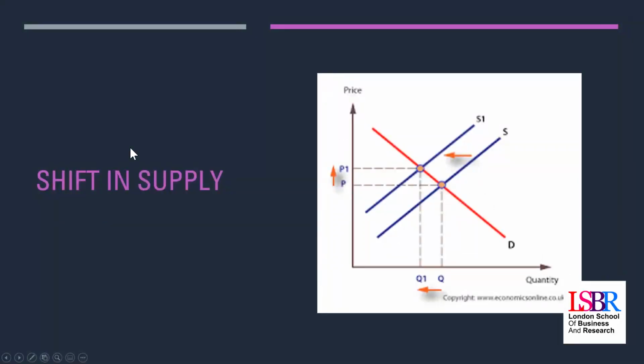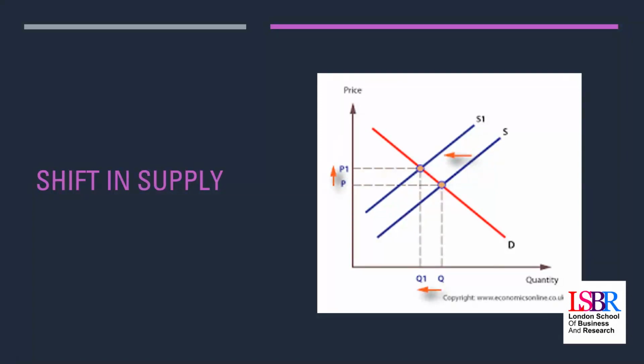So the first graph we just looked at was a movement along the supply curve, but what can also happen is the supply curve can shift. So what do you mean by that? The supply curve can actually shift from one curve to another. So we've got the standard supply, which is called S, but then there can be a shift to S1. So what happens when we shift to S1? Well, in this case, it's a bit of a surprising move. The quantity's gone down, but in this scenario, the price has gone up.